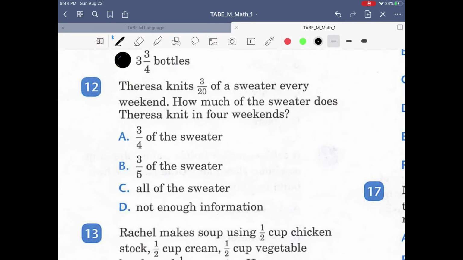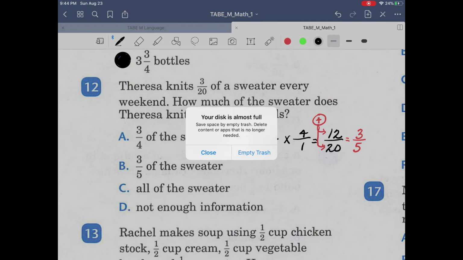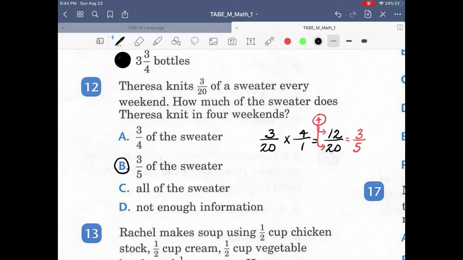Teresa knits 3/20 of a sweater every weekend. How much of the sweater does Teresa knit in 4 weekends? So we're going to say 3/20 times 4. And that gives us 12/20. That will simplify by 4. You can do it by 2, but you'll have to do a little more work. So that's 3 and 5. 3/5 of the sweater. I would go with B on that one.